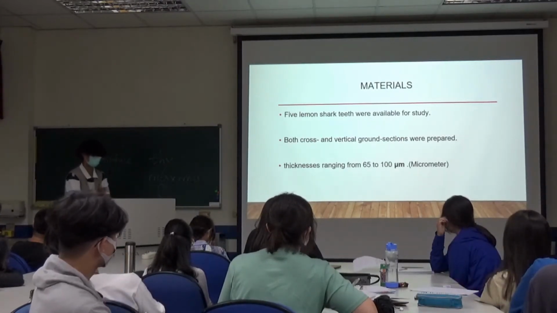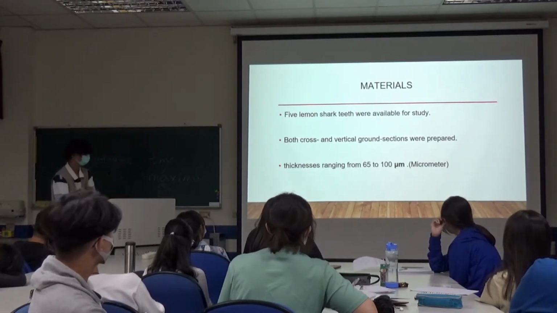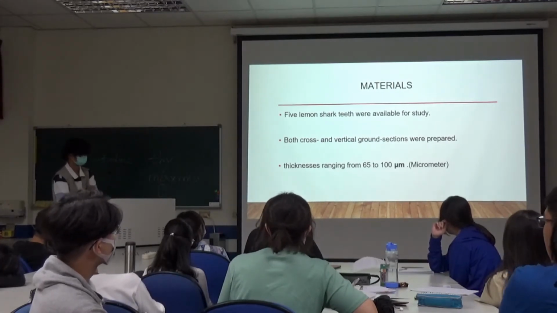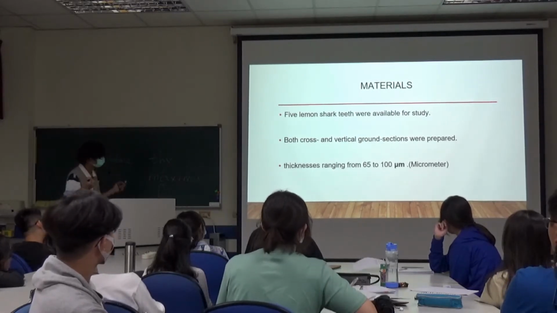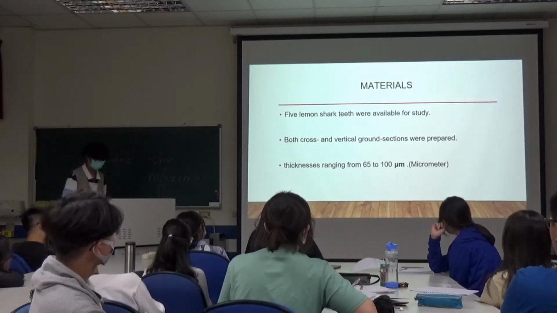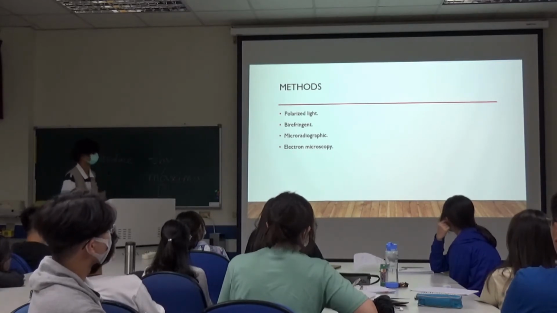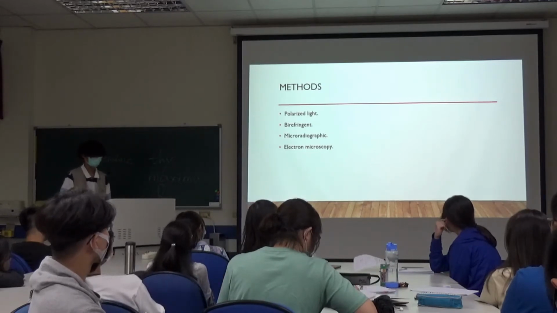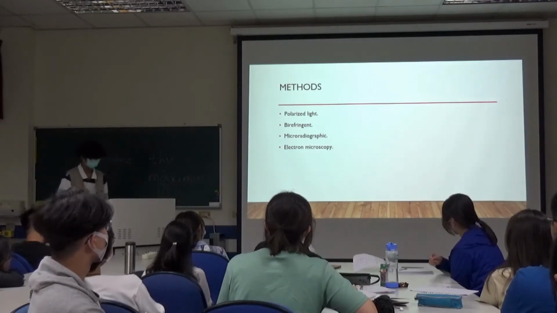So these are the materials. Only 5 lemon shark teeth were available, for cross and vertical ground sections. A ground section means a thin tissue slice of the fossil, with thickness ranging from 65 to 100 micrometers. And these are the methods and techniques used in this research: polarized light, fire regions, microradiographic, and electron microscopy.